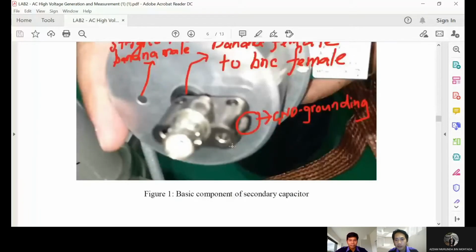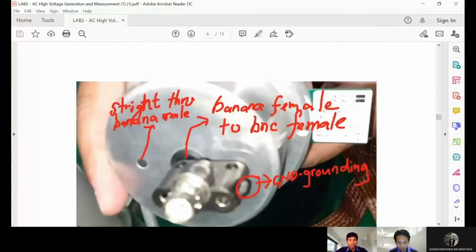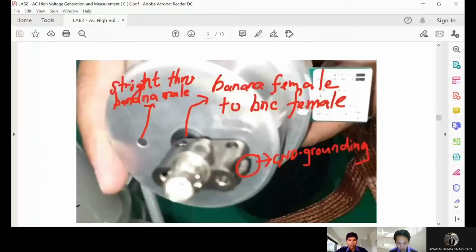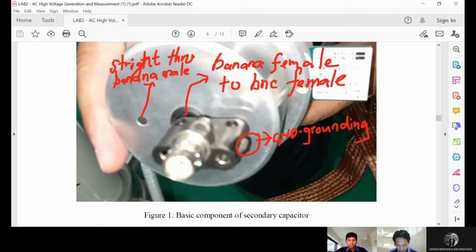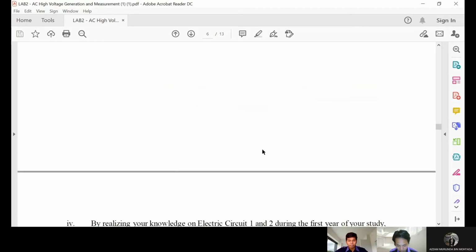This is the basic of the secondary capacitor. The connection between the banana female and the BNC female is attached to the JND grounding to support the system.